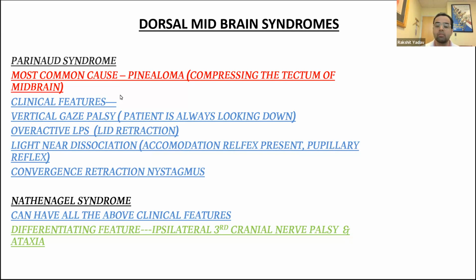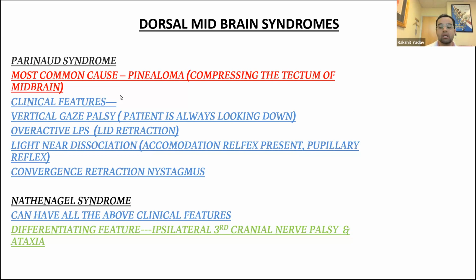There is your overactive levator palpebrae superioris. So there is lid retraction in the patient. There is light-near dissociation because of the third cranial nerve involvement. So accommodation reflex is present, but the pupillary reflex is absent. Then you have convergence-retraction nystagmus as well.